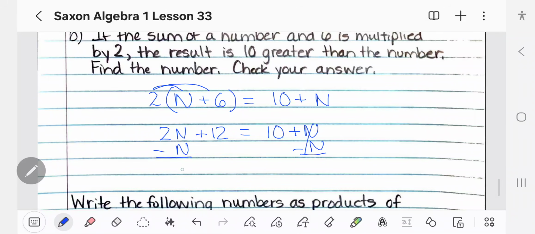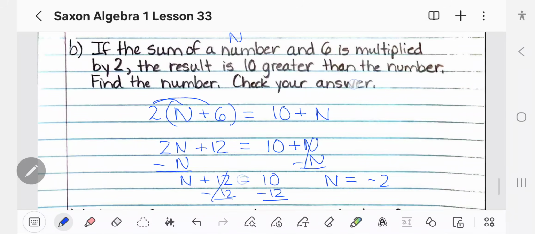2n minus 1n would just give us 1n, and that's plus 12 equals 10. Now I'm going to subtract 12 from both sides, getting rid of the constant that's with the variable. And n is equal to 10 minus 12, which is negative 2.